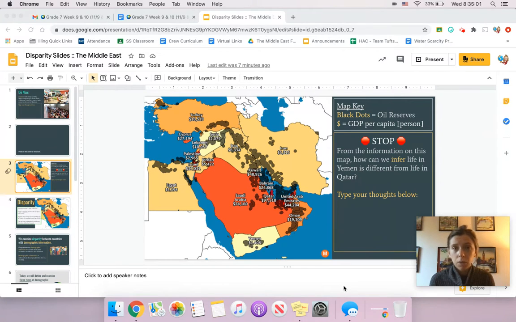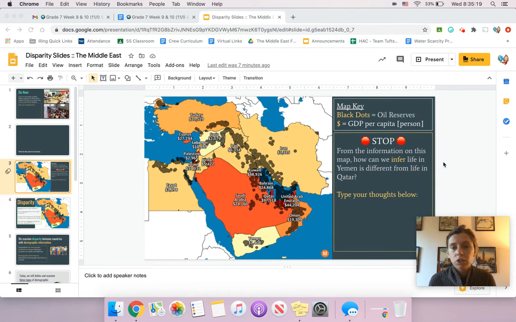There are stop questions that go along with these maps. So whenever you see a question with stop signs that says stop, you need to stop, not go to the next slide, read the question, and then use the information from the map to answer that question. So let's do this first one together.